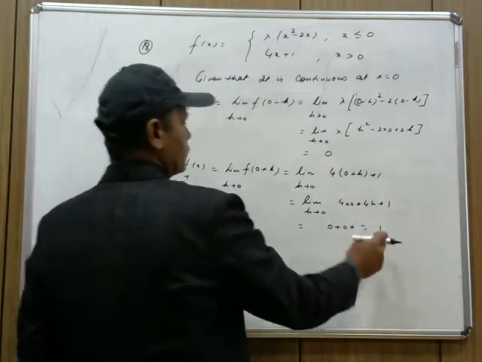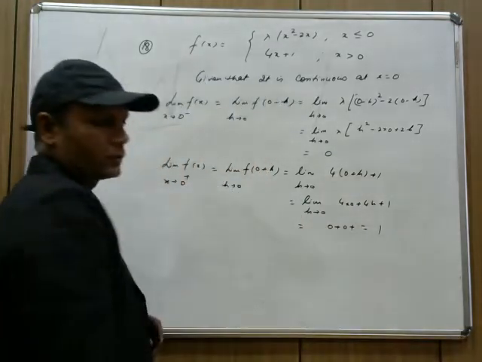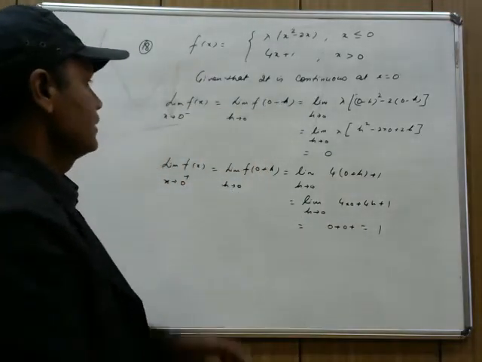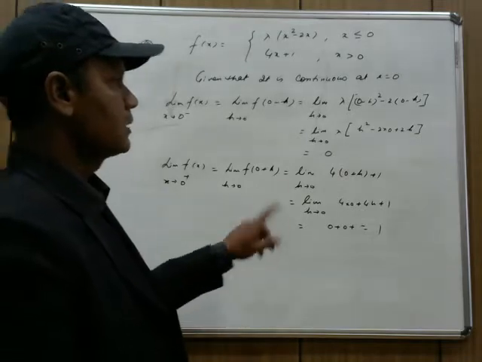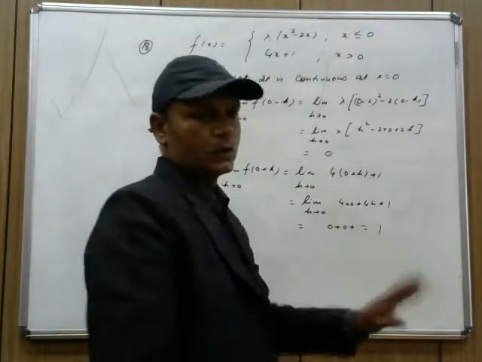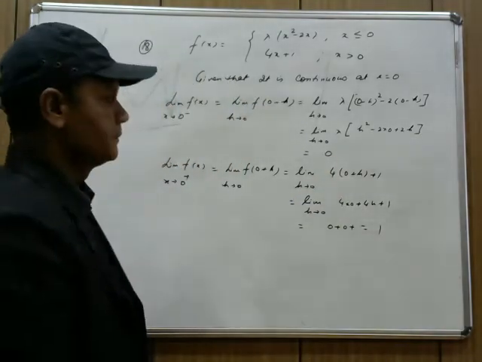It is now 0 equal to 1. That means if it is continuous at x is equal to 0, it means 0 is equal to 1, which is not at all possible.